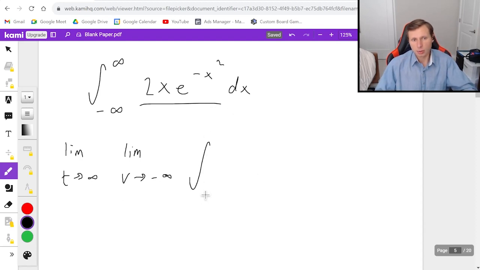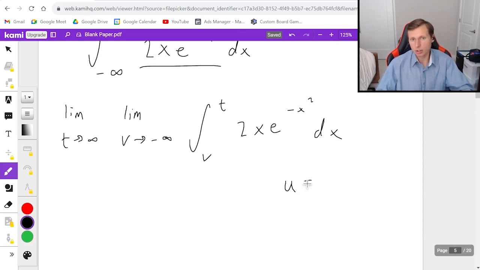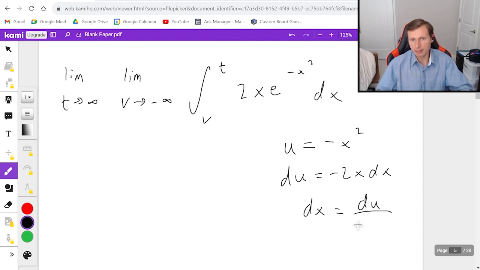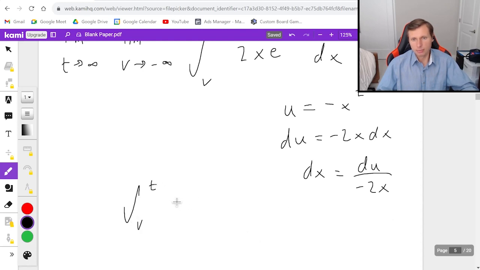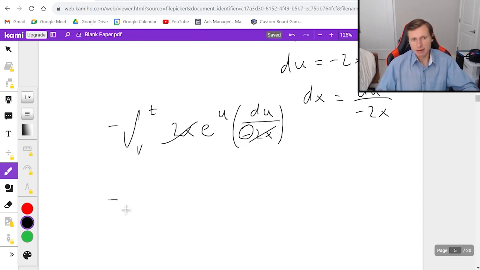So then that's going to be the integral from v to t, negative infinity to positive infinity, of 2x e to the negative x squared dx. Like I said, this will be a u substitution where our u is the exponent, negative x squared, du equals negative 2x dx, and then that means dx equals du divided by negative 2x. So then plugging in this integral, it's the integral from v to t of 2x e to the u times du over negative 2x. As you can see, the 2x's cancel out. This negative sign will move out in front of the integral. And now I just have negative integral from v to t of e to the u du.